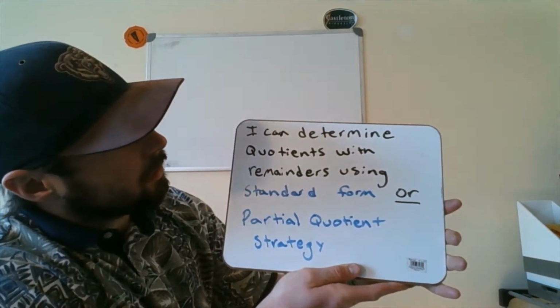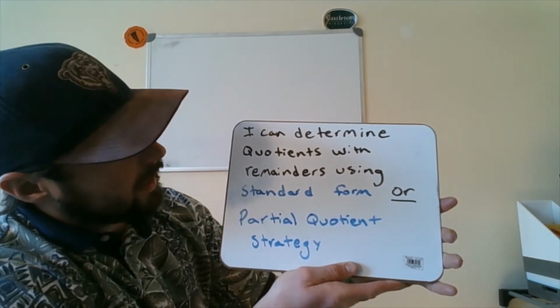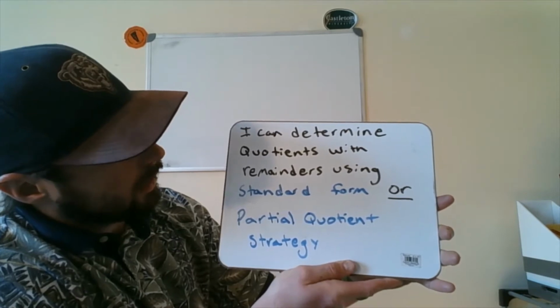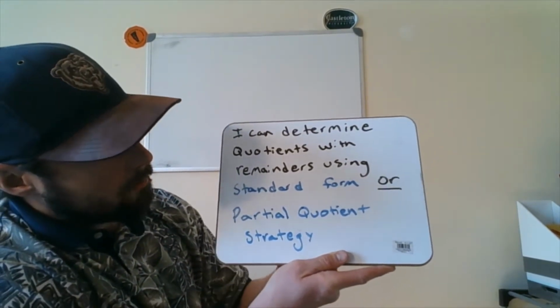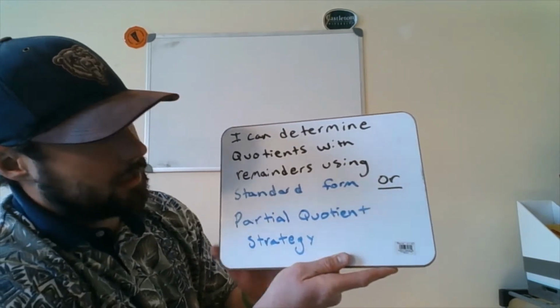I can determine quotients with remainders, just like the last learning target, using standard form or partial quotient strategy. Again, maybe standard form's been working out for you. Maybe it has not. Want to give you one more tool in the toolbox. Let's get after it. Let's have a great lesson.